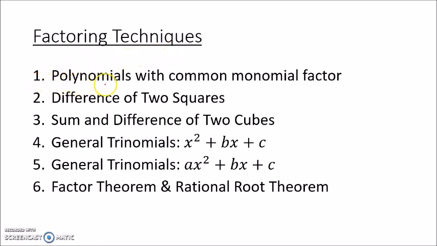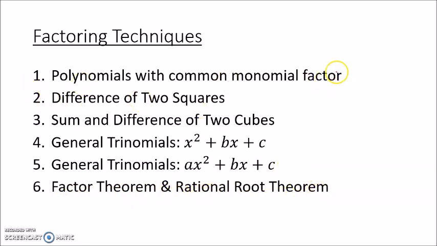So first we have factoring polynomials with common monomial factor. Second, factoring difference of two squares. Next, we have the sum and difference of two cubes. Factoring general trinomials of the form x squared plus bx plus c. And general trinomials wherein a is not 1, so we have the form ax squared plus bx plus c. And then lastly, we have the factor theorem and the rational root theorem.